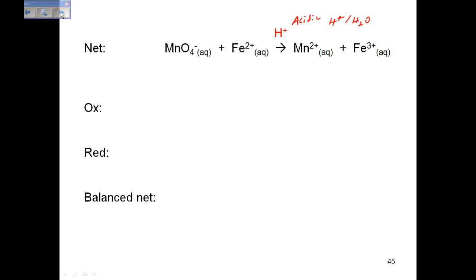Let's look at the iron first. You see that iron's going from 2 plus to 3 plus. Okay, that's a case where it's being oxidized. It's going to a higher oxidation state. So that is an oxidation, so I'll bring that down.